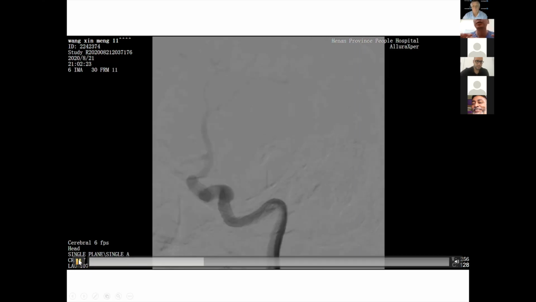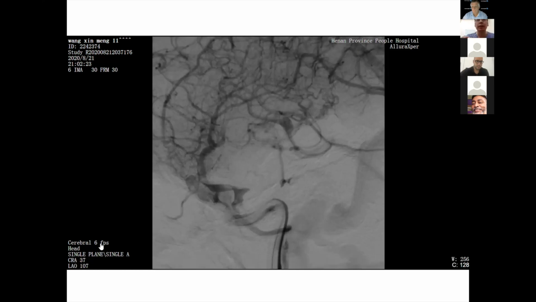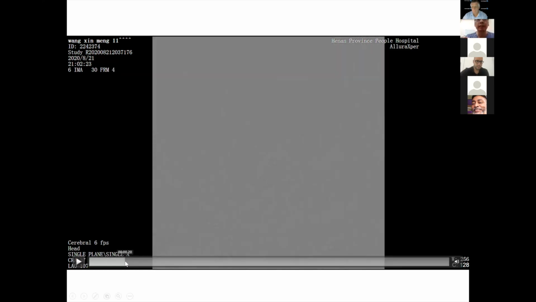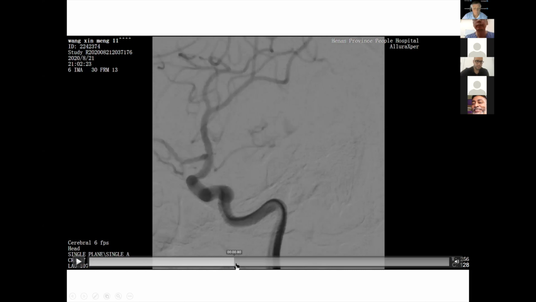So this is a ruptured AVM. You can see the feeder is mainly supplied by anterior choroidal artery. You can see the aneurysm-like structure.